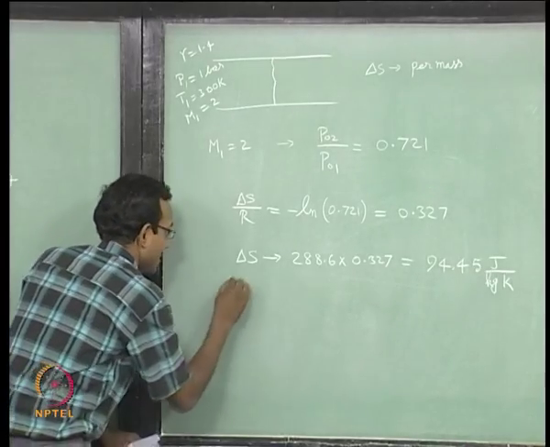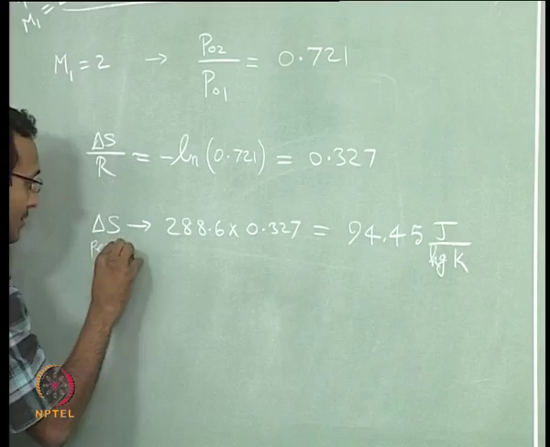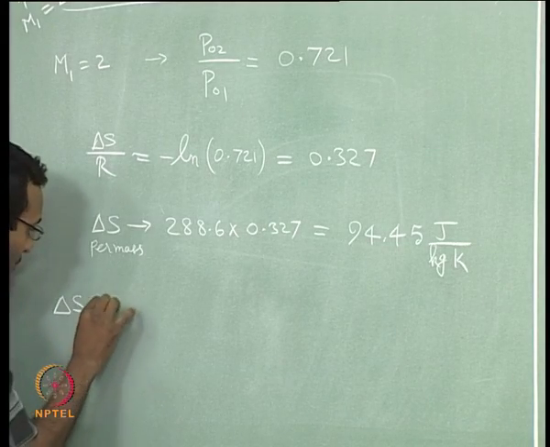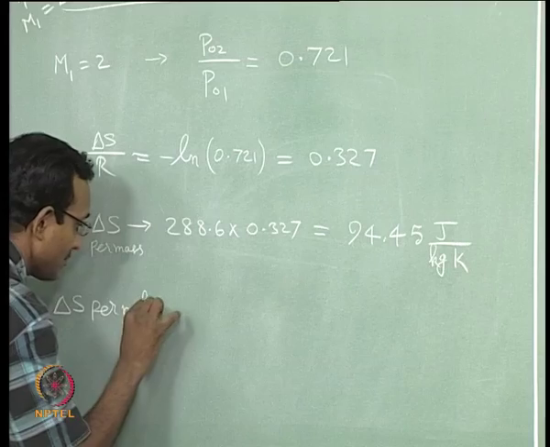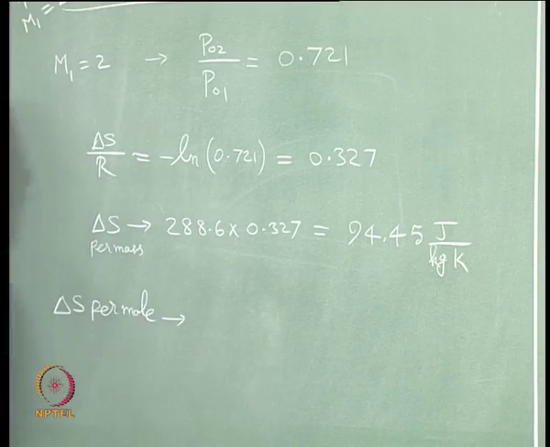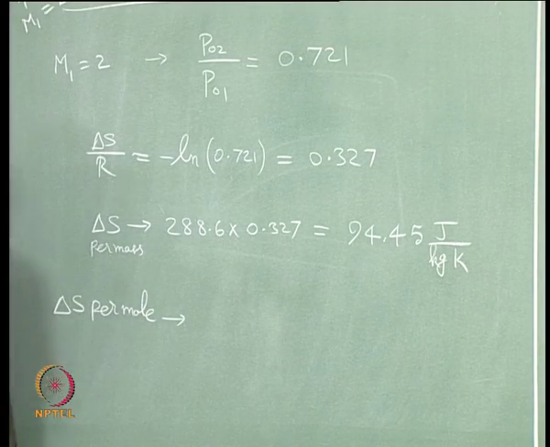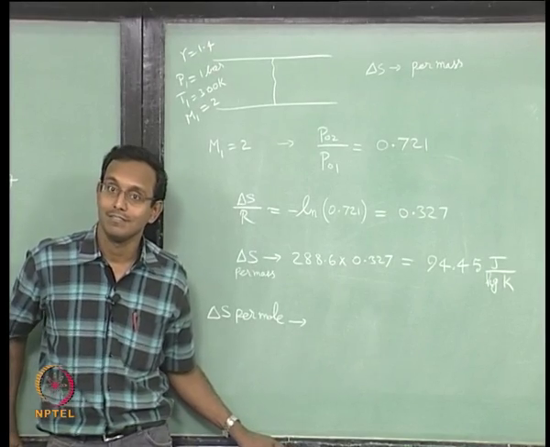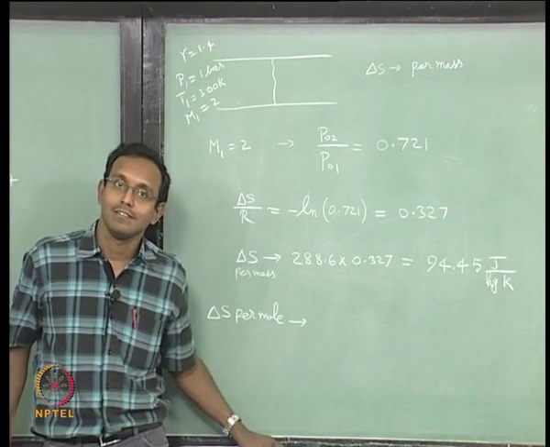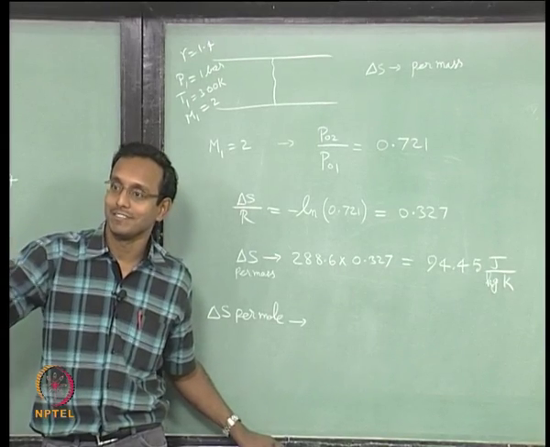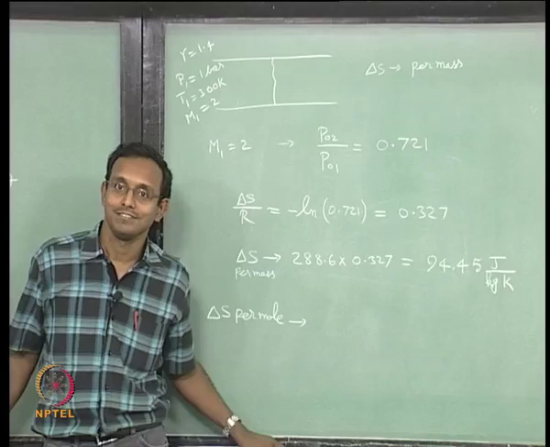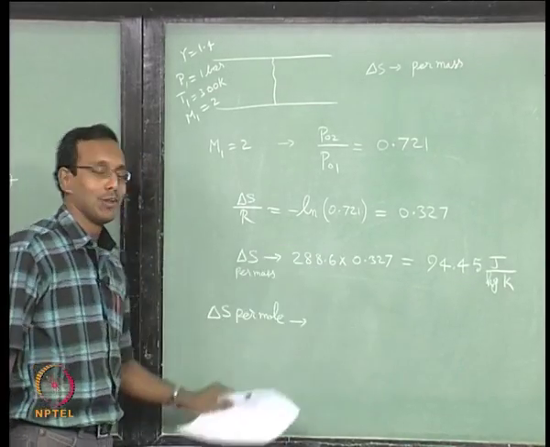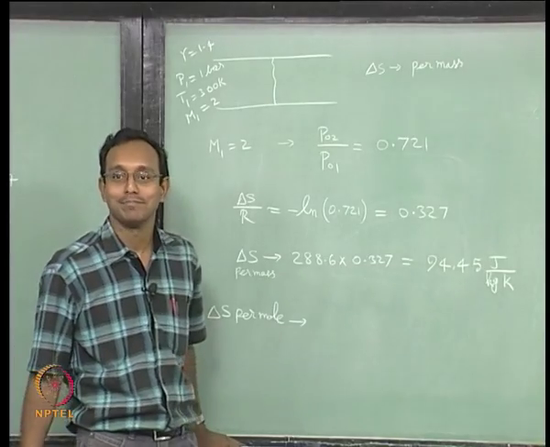Now I will write it, this is per mass. Now I want delta S on a per mole basis. What will that come out to be? I am not hearing what you are saying. Okay, so multiply this with molecular mass, that is one way of solving the problem.